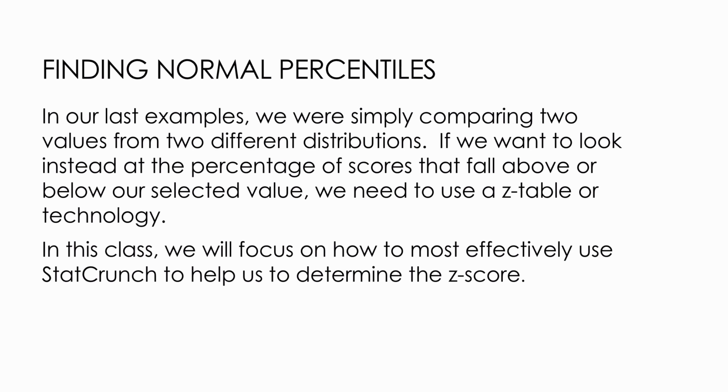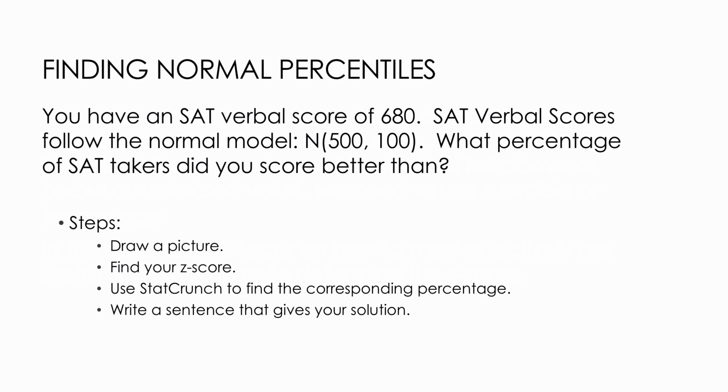Now there's many ways to do this, but in this class we're going to focus on using StatCrunch. So our question here is that we have an SAT verbal score of 680, and the scores follow the normal model with a mean of 500 and a standard deviation of 100. So what percentage of SAT takers did I score better than? That is what we're going to answer together.